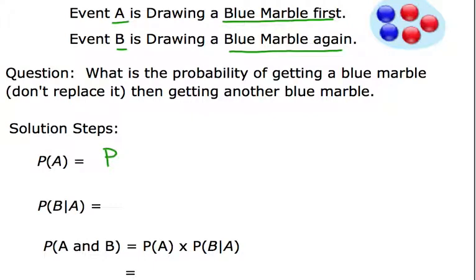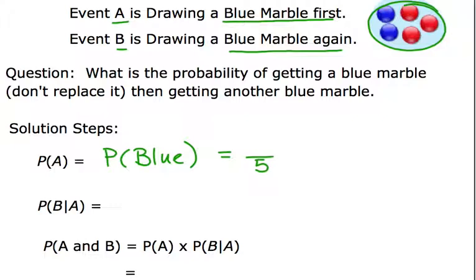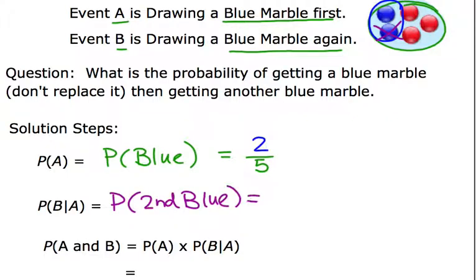The probability of getting your first blue is the probability of A. So we look up here: there are a total of 5 marbles in the bag, and there are 2 blue marbles. So that's the first probability, getting that first marble as a blue. Now we've just taken 1 blue marble out. So what is the probability of getting a second blue marble? We already have 1 gone, so now we have 4 marbles left. And how many blue marbles do we have left? We only have 1 left.